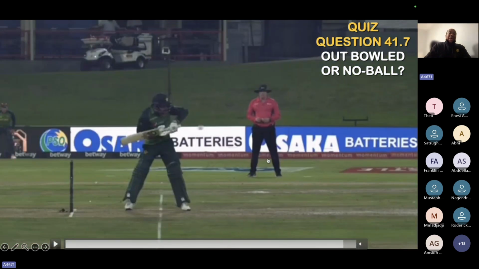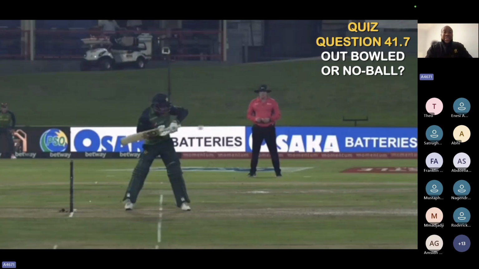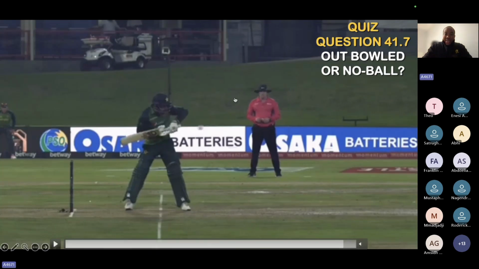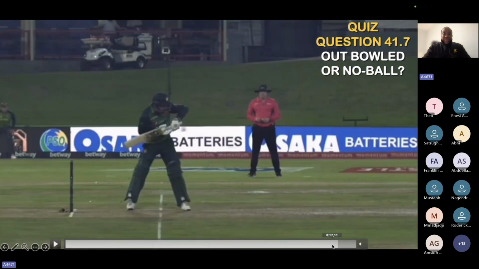Okay, now I've seen a few questions in the chat box relating to full tosses above waist height or non-pitching deliveries above waist height delivered at the striker. So we've determined that this should be called a no ball because it was a full toss above waist height with the striker standing upright at the crease. There we go.